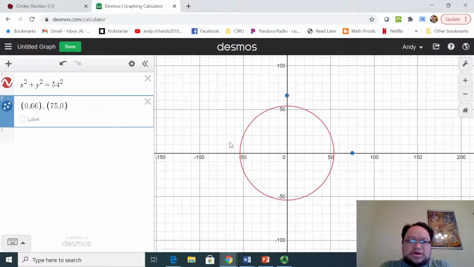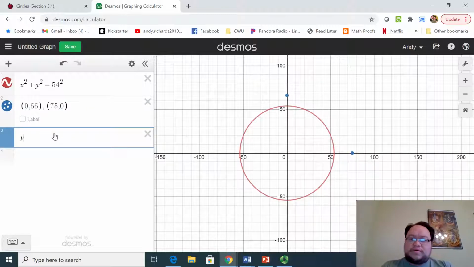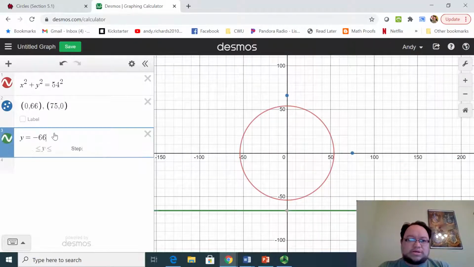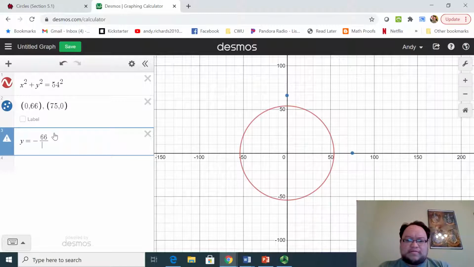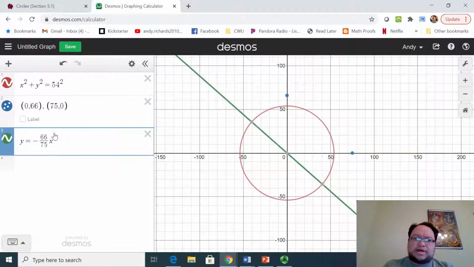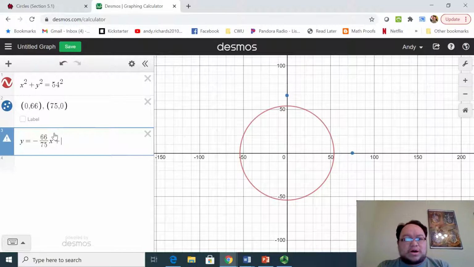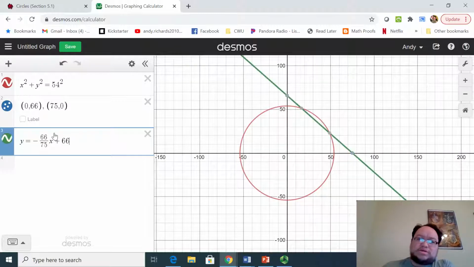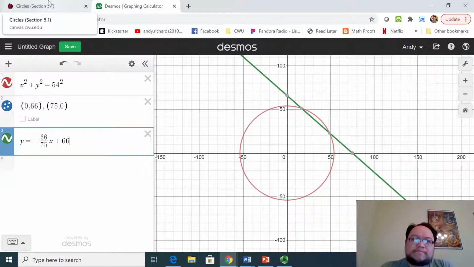We can actually construct this line. So we know if we had some y equals mx plus b, the slope would be the change in y. So that'd be like 0 minus 66, so negative 66 there. And then 75 minus 0 over 75. Plus b, which is our y-intercept, which is just 66. So we're on this green road right through here. And when we are within this red circle, that's when we are able to listen to that radio station.